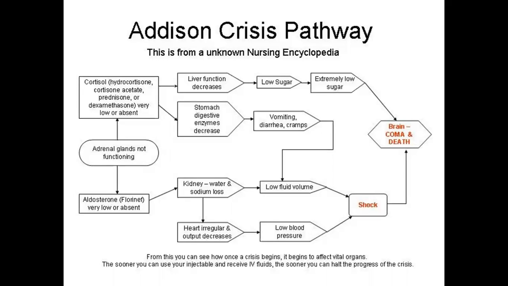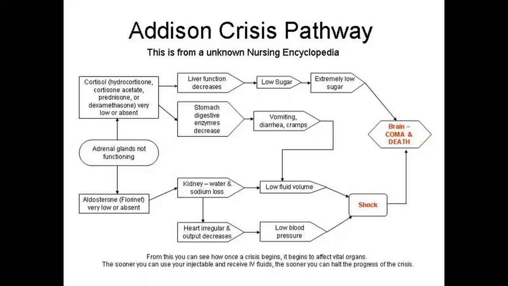Now, aldosterone is the hormone which causes retention of sodium, excretion of potassium, and maintenance of blood pressure. So here the kidney loses water and sodium. There is hypotension, low blood pressure, the pulse becomes irregular and small, and cardiac output decreases. Because of decreased output there is low blood pressure, and also low blood volume because of the vomiting and diarrhea, and both can lead to shock, and shock can lead initially to fits, restlessness, agitation, then coma, and finally death.